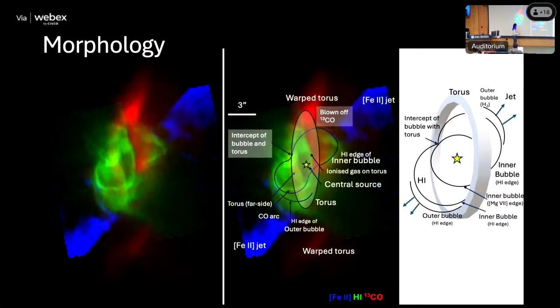And the H1 line is emitted in two places. One is along the edge of the torus, here and here. Another, we call a bubble. It looks like a peanut shape. When the bubble is extending and meets the torus, because the torus is higher density compared to the bubble, it gets this nicely shaped so-called peanut shape. So this is an intercept between the bubble and the torus.